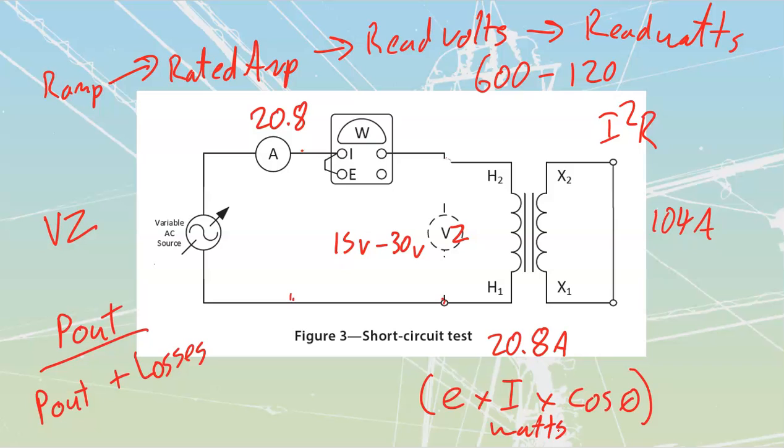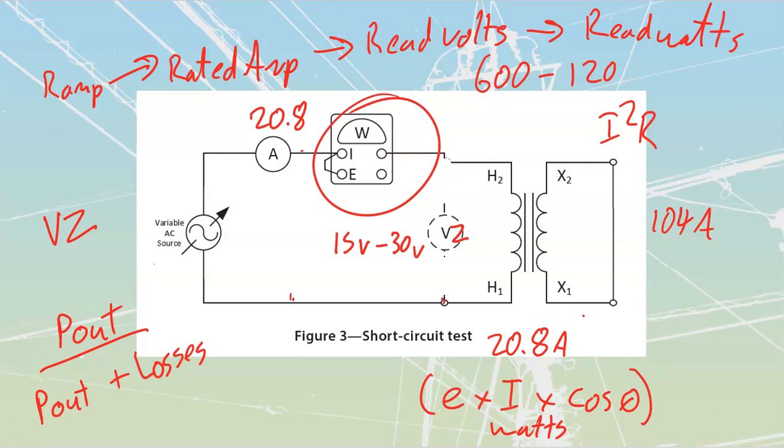I do want to point out as well that you're not going to know your copper losses difference from the primary to the secondary. How many places do we measure? We only measure one place. We only get one wattage reading. That wattage reading is going to be this copper loss plus this copper loss that we have over here.